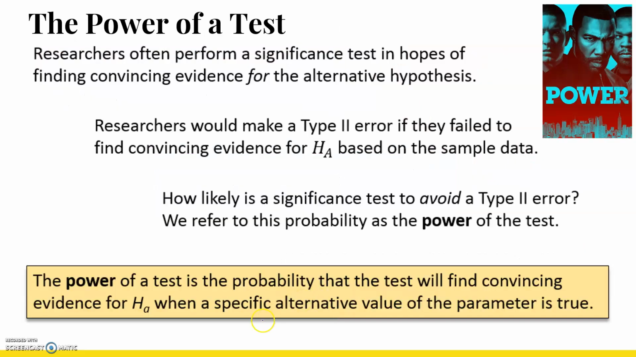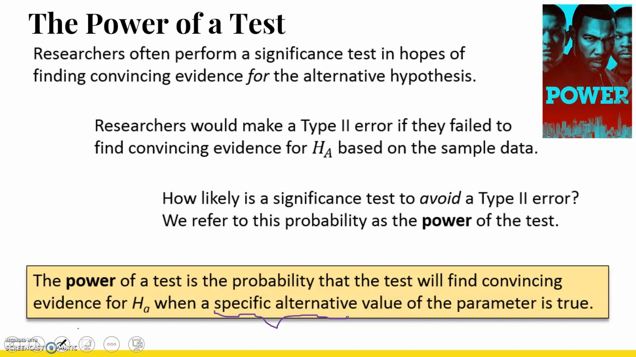All right, so now back to power. The power of a test is the probability that the test will find convincing evidence for the alternative hypothesis when a specific alternative value of the parameter is true. Okay, this is the definition in our textbook. Just keep in mind, when you're trying to find the power of a test, we usually have a specific alternative value of our parameter in mind.